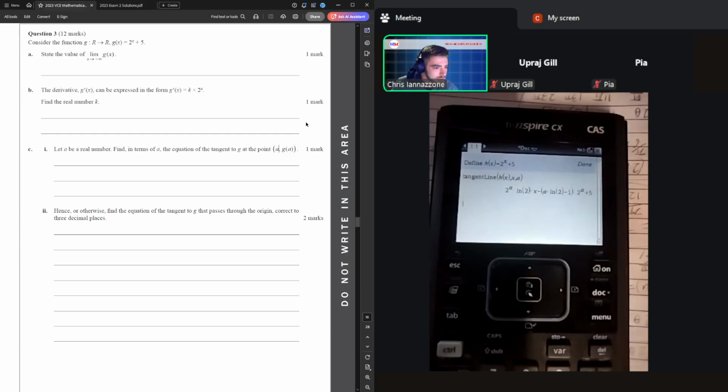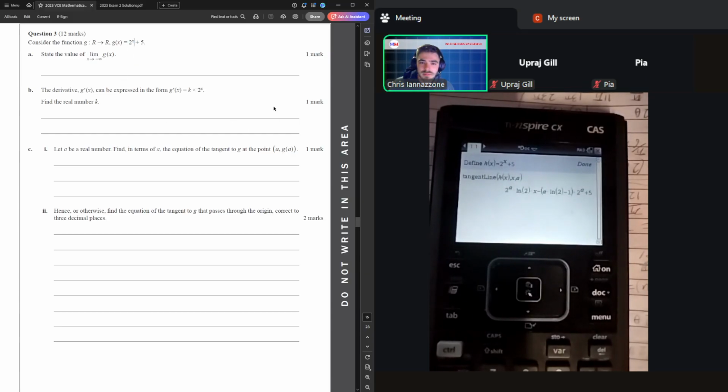It's a 1 marker. They don't give you many lines of working out to do the full tangent line. If you were to try, step 1, grab the derivative for the gradient. You've done that before. Step 2, sub in the point to solve for y equals mx plus c. You have to sub x equals a into g of x to get the y value. Then you've got the point a comma 2 to the power of a plus 5. That's your x and your y.